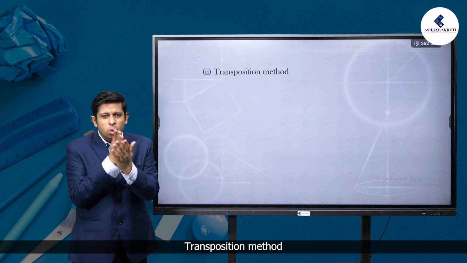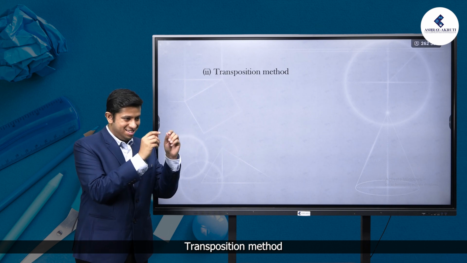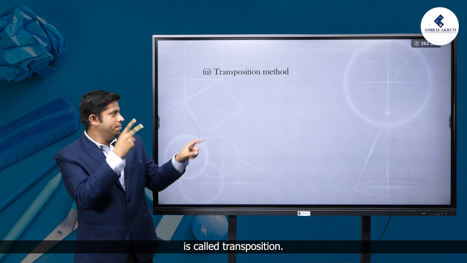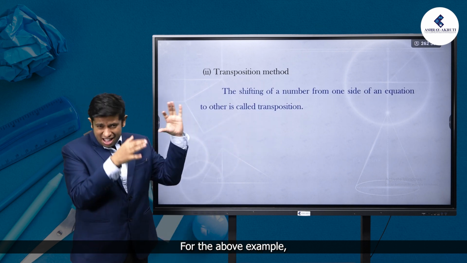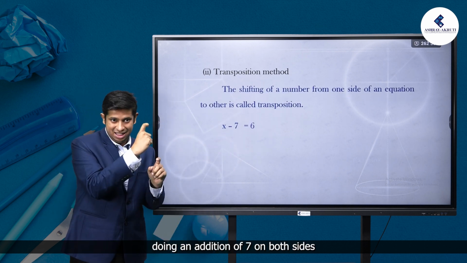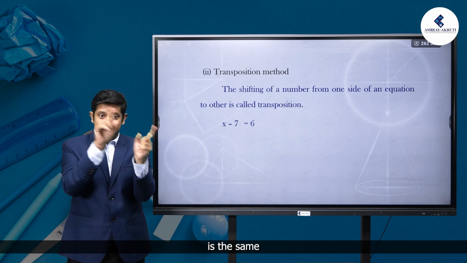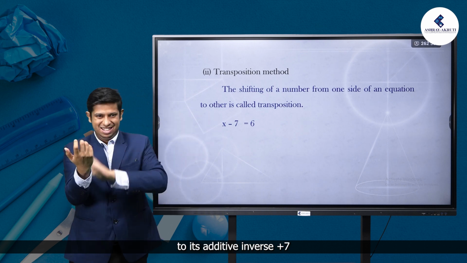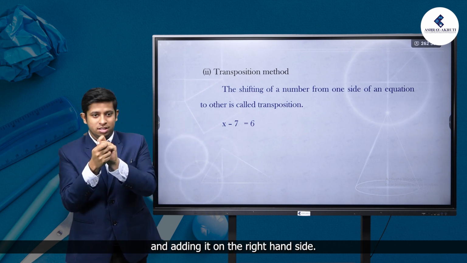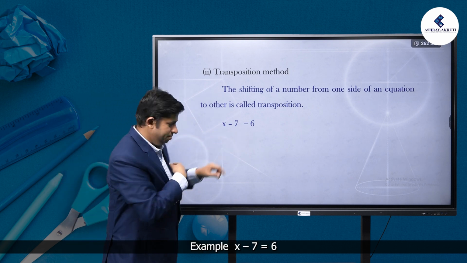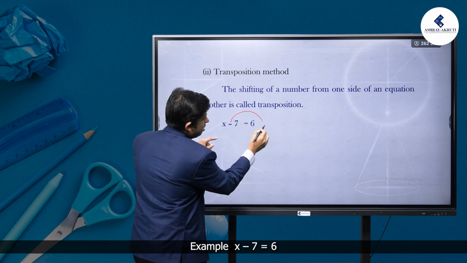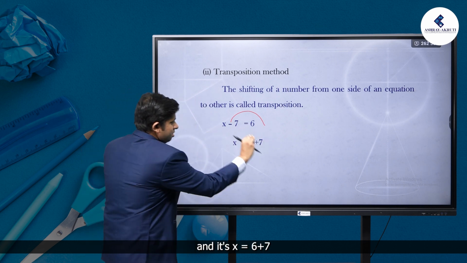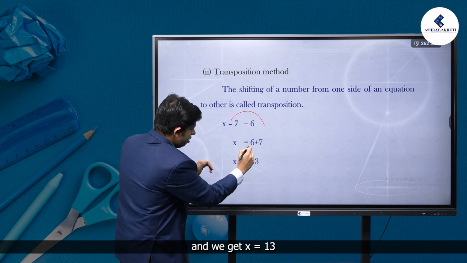Transposition method. The shifting of a number from one side of an equation to the other is called transposition. For the above example, doing an addition of 7 on both sides is the same as changing the number minus 7 on the left hand side to its additive inverse plus 7 and adding it on the right hand side. Example: x minus 7 is equal to 6. We transpose minus 7 to the right hand side. That is x equals to 6 plus 7 and we get x is equal to 13.